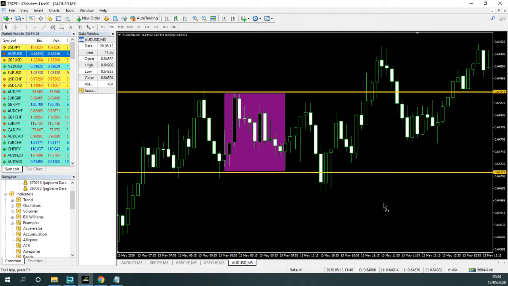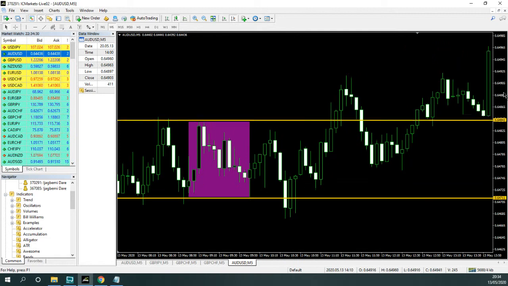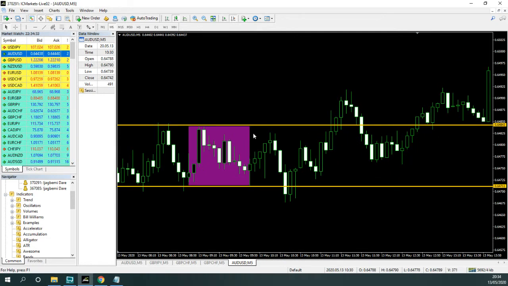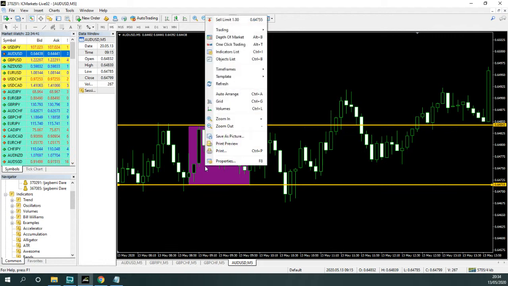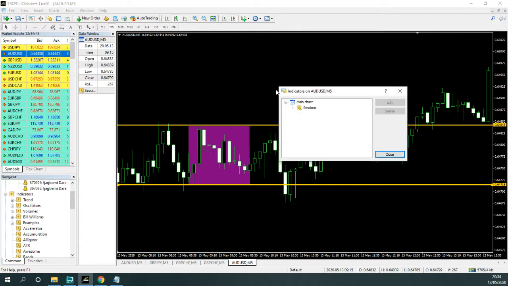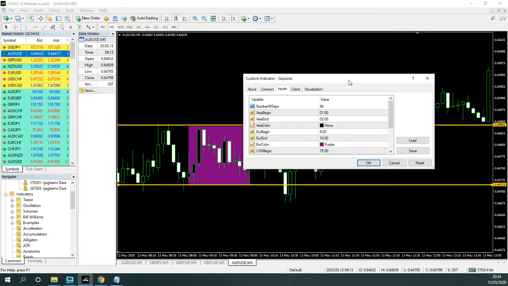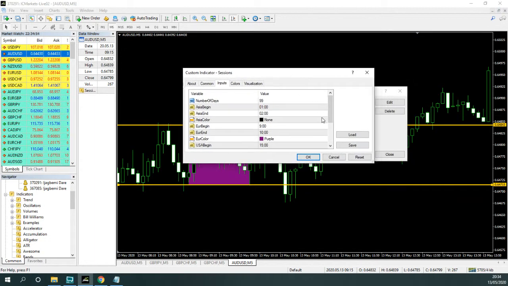Okay. So now the strategy, the way it works is we have this box that is drawn for us by the indicator. We have an indicator called the session indicator. I will briefly show you the indicator. So the indicator is called sessions. It's the one that draws this purple box. Inside the indicator, we have these settings.